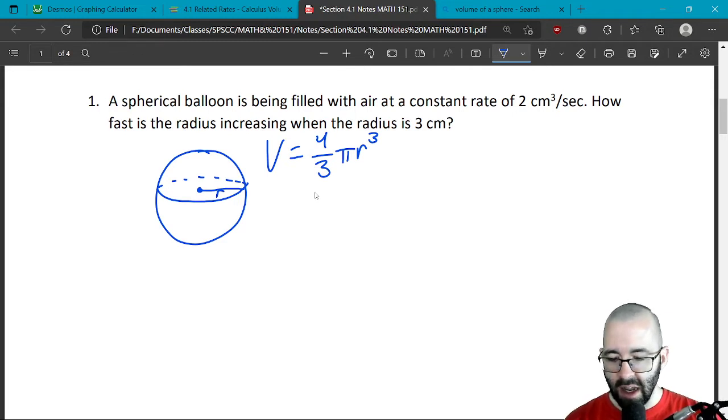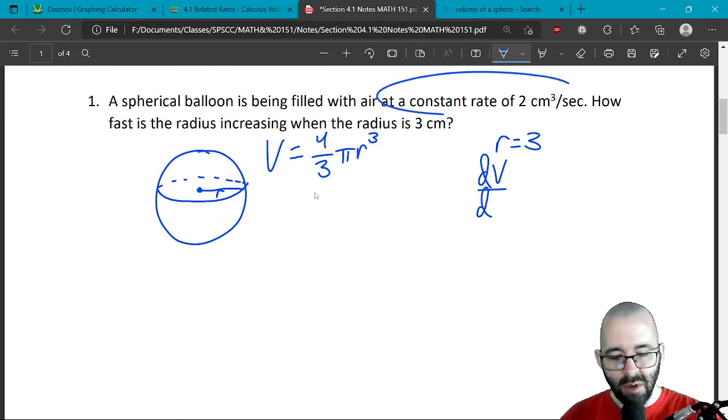How fast is the radius increasing when the radius is 3 centimeters? We're curious about when the radius is 3 centimeters. And we know that the balloon is being filled with air at a constant rate of 2 centimeters cubed per second, so the rate is the derivative. But be very, very careful. I'm going to write something down. It's going to be wrong, so don't write this down.